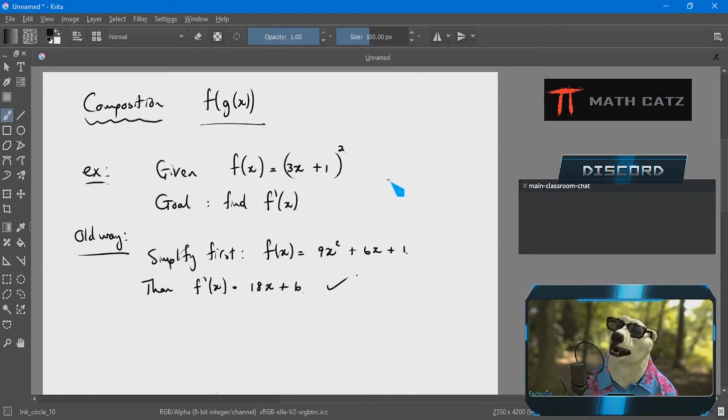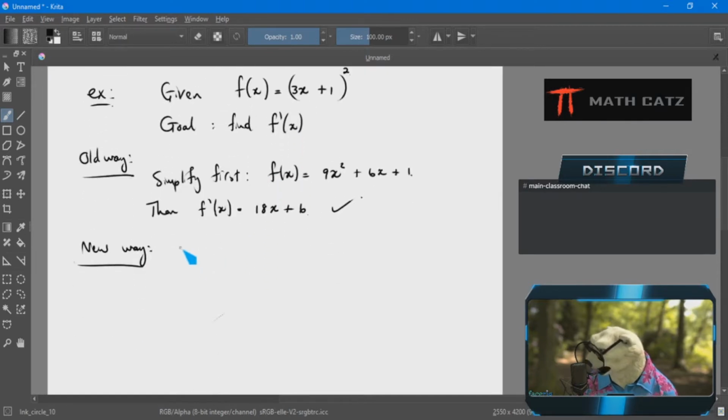But hopefully you can see that this old way isn't always going to work. If I don't have an option or it's too time consuming, too much work to simplify first, what do I do? The new way is to identify this as a function of a function property, or whatever. It's a composition of two functions.